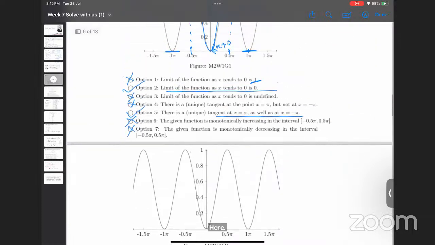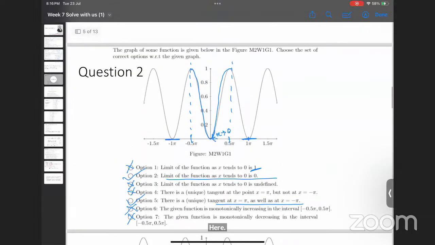Ma'am, the line x equal to 0 is the tangent for both of those points, right? Minus pi and plus pi. So is that unique? One by one, I will pick up all of your doubts one by one. Ma'am, how come the tangents are unique? We have the same line as tangent for both these points.